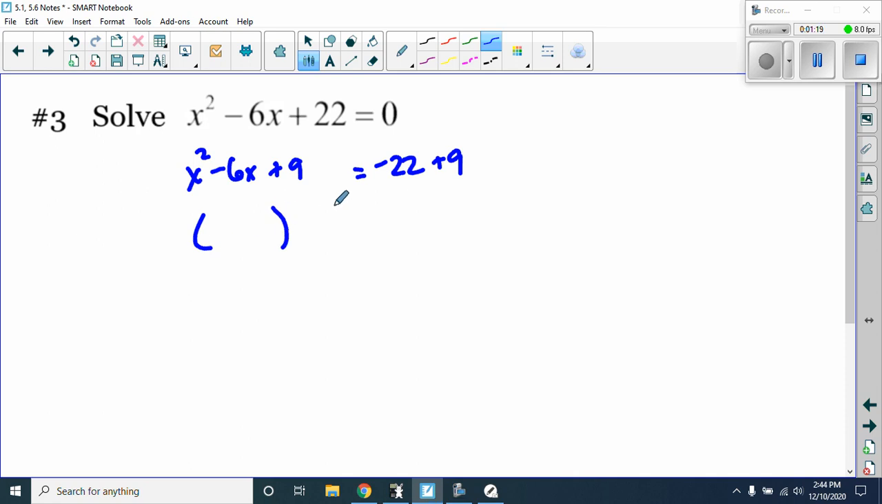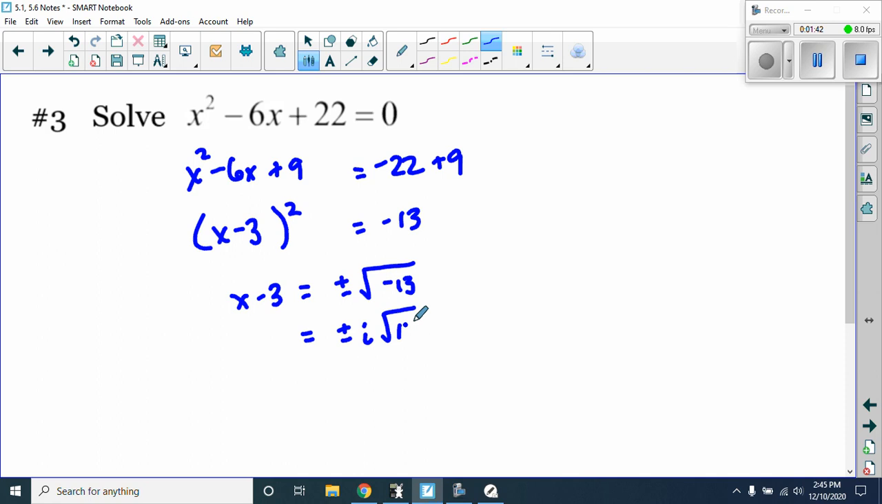Factor. Numbers that multiply to 9 and add up to -6 are -3 and -3, so it's x minus 3 and x minus 3. Square root both sides. Square root of -13 would be i root 13. And then add 3.